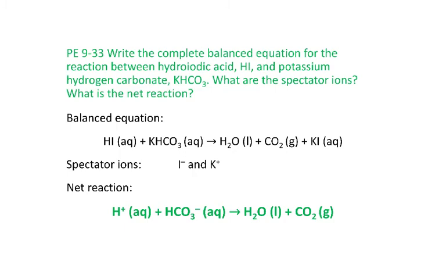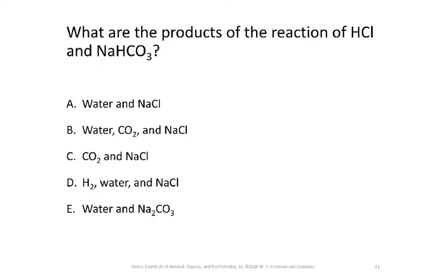All right, here's a question. Should be pretty simple now. What are the products of the reaction of HCl and NaHCO3? Answer for yourselves. Okay, well, it's a neutralization involving bicarbonate, so it's always going to produce water and CO2, right? And a neutral salt. So that would be water, CO2, and NaCl.